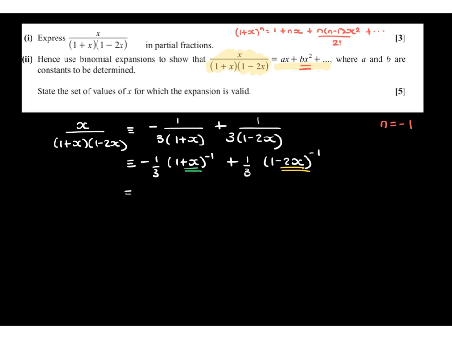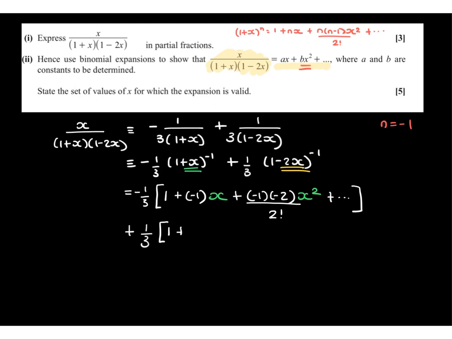So I'm not going to continue writing the equivalent symbol in this for the moment, because ultimately it's going to be approximately anyway, as we're not using all of the full expansion, we're stopping at the x squared term. So this is -1/3 of 1 plus nx, so that's -1 multiplied by x, plus n minus 1, x squared, over 2 factorial, plus ... And then the second part, we've got 1 plus n multiplied by x, which this time is -2x, plus n minus 1 multiplied by x, again, which is -2x all squared, all over 2 factorial. Close the second bracket. And then we've got to simplify and collect our like terms.